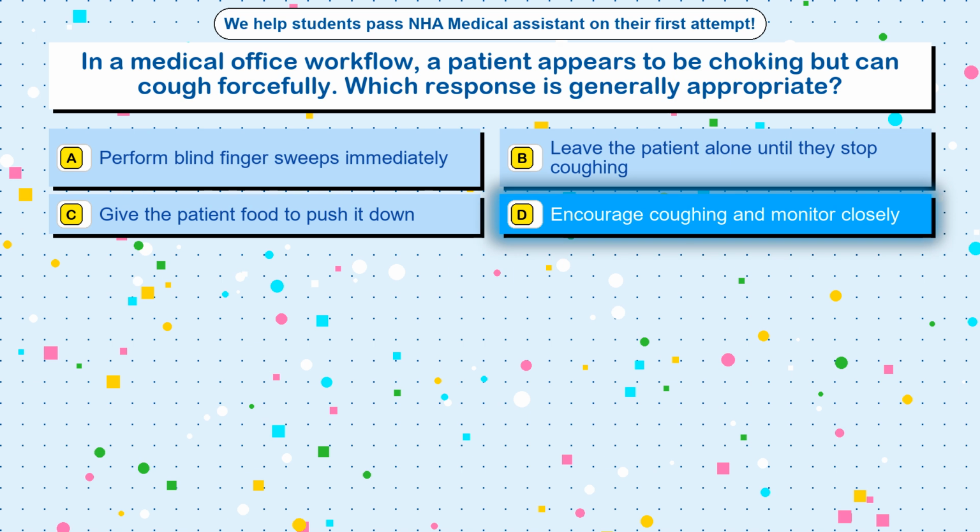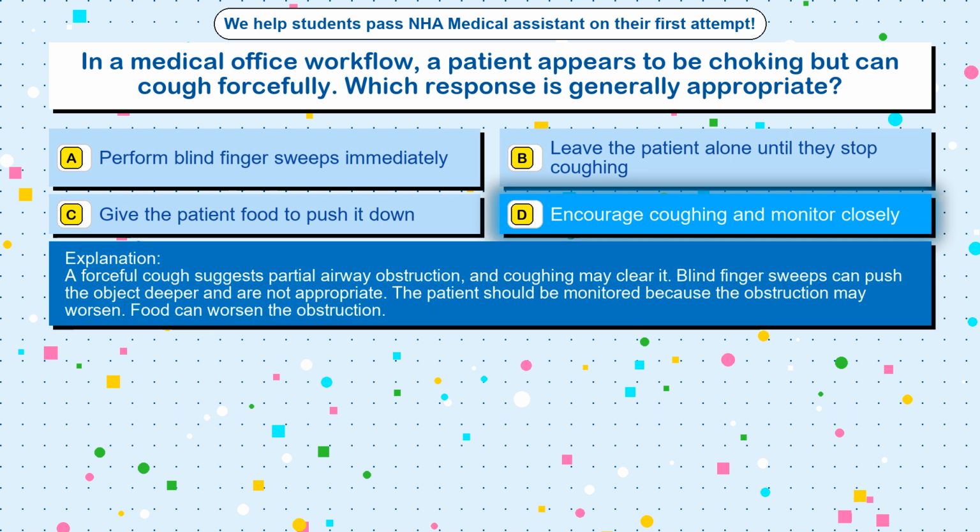The correct answer is option D. Encourage coughing and monitor closely. A forceful cough suggests partial airway obstruction, and coughing may clear it. Blind finger sweeps can push the object deeper and are not appropriate. The patient should be monitored because the obstruction may worsen. Food can worsen the obstruction.